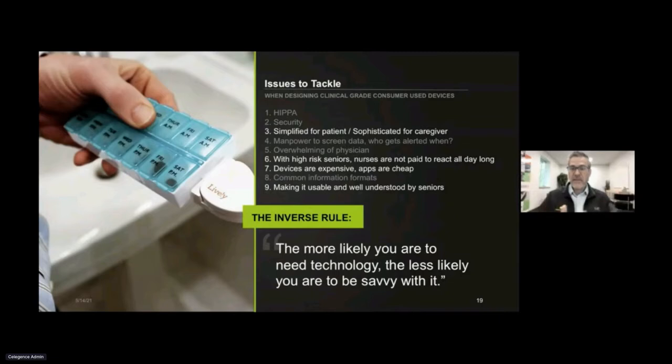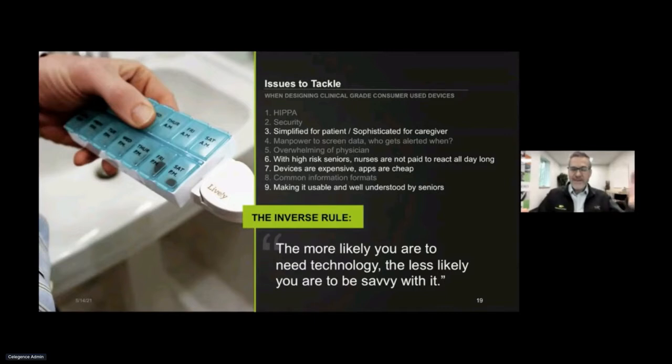That's human factors engineering. Devices are expensive, but apps are cheap for people to buy and use. So what can we work and put into an app? There's human factors engineering that goes into making people understand how to correctly use an app without error, and making it usable and well understood by a tough population like, say, seniors with a lot of comorbidities. That's hard to do. We often think of this inverse rule when we're designing things like this.